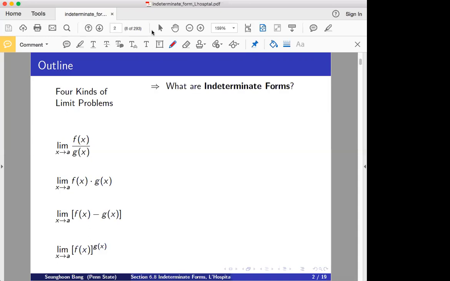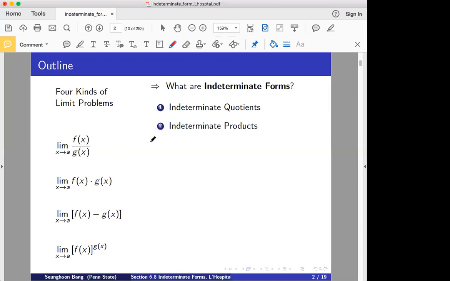So next, what are the indeterminate forms from the 4 limit problems? We think about the indeterminate quotient form from the first one. The indeterminate product form from the second. Indeterminate difference form, we think about the third one. Last one, indeterminate power form, we think about this one.